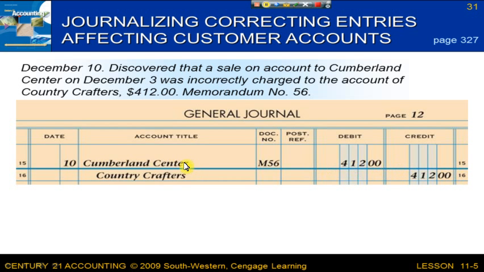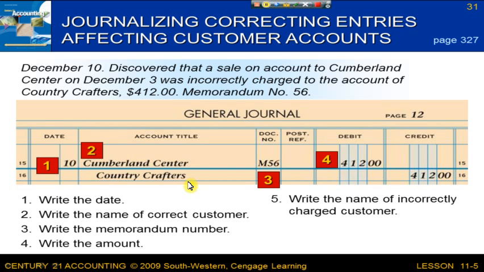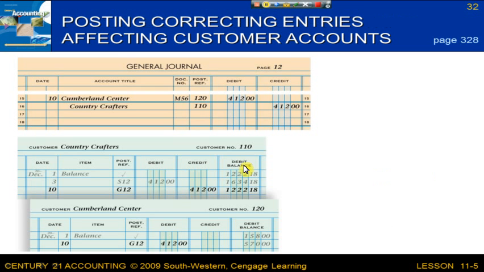Now remember, whenever you're writing in your general journal, it is a customary accounting procedure to always list your debit first. So we write the date, the name of the correct customer, the memorandum number, the amount for the debit that should have happened. Then we're going to write the name of the incorrectly charged customer and the amount, and that's it. So now that we recorded that one, we need to post it to their individual ledger pages.